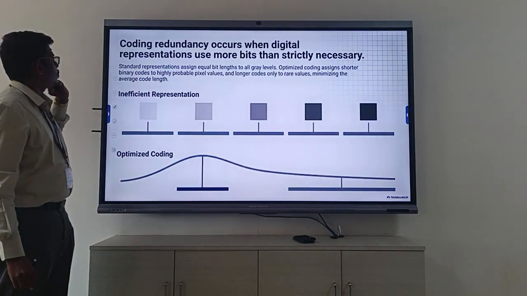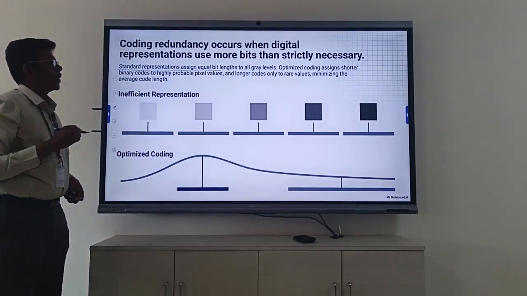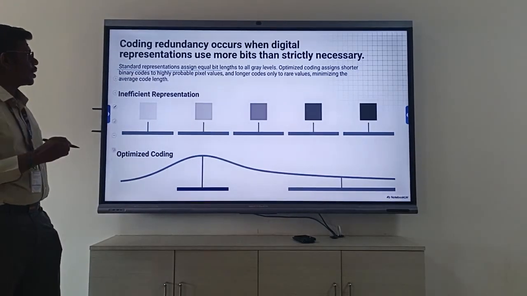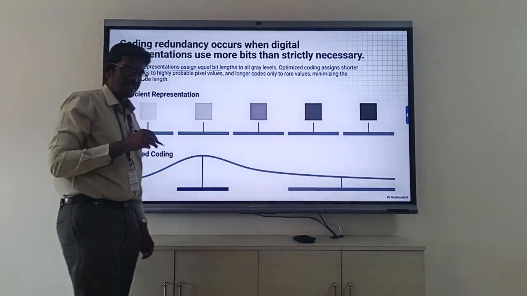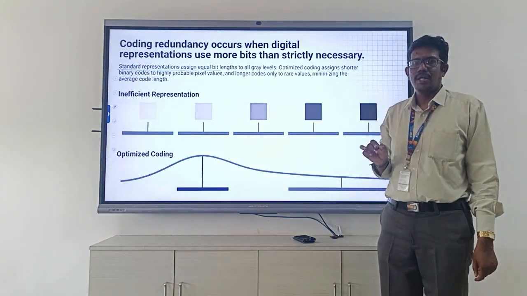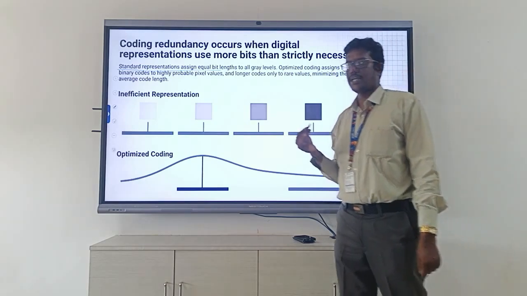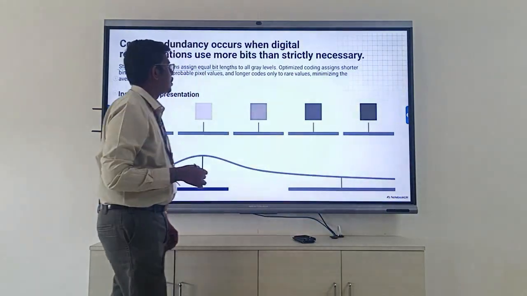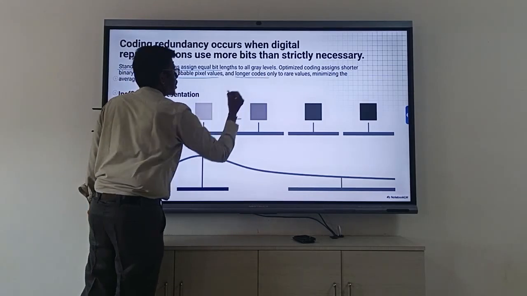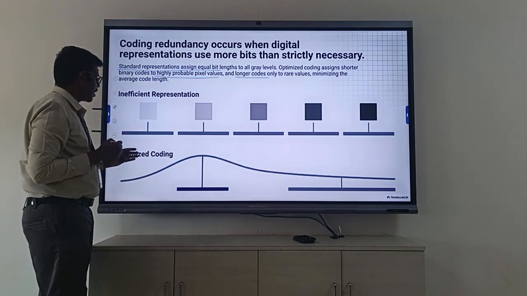After that, we have to represent the standard representation assigned with an equal bit length to all the gray levels. So here we have to represent the equal bit representation. If the data is either 8 bit, 16 bit, 24 or 32 bit, we have to constrain it with the equal bit transmission. This is aligned with your bandwidth channel length of the transmission medium. Highly probable pixel values should get short codes, and longer codes only to rare values, minimizing the average code length. So this is the inefficient representation.